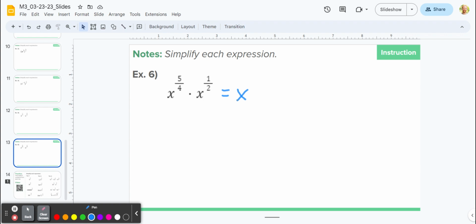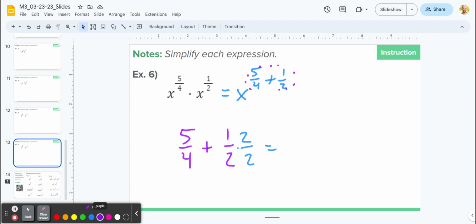And we need to get those denominators equal to each other, so I'm going to multiply this second term by 2 divided by 2 in order to make the denominators the same. So we get 5 over 4 plus 2 over 4. And if we get that, we can start adding across. So we get 7 divided by 4 here as our exponent. And so our simplified expression is going to be x to the 7 divided by 4.